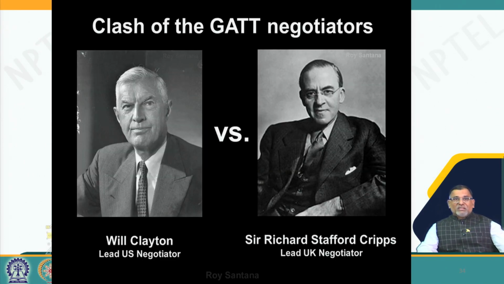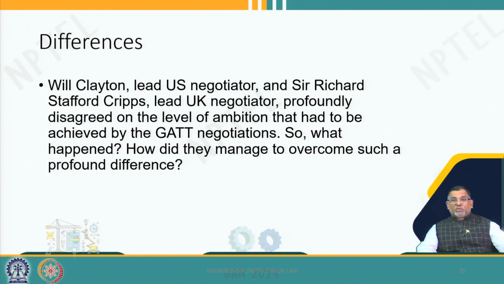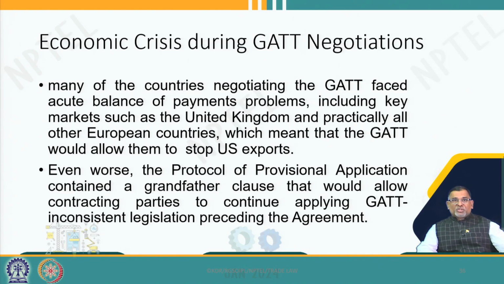So, you can see these two people who were arguing during the GATT period, the GATT negotiators: from the US side, Clayton, the US lead negotiator, and Richard Stafford Cripps, the UK negotiator, who shaped the provisions of the GATT agreement. So, these people played a very crucial role in shaping the GATT agreement. As I told you, even though there was a difference of opinion between these two countries, they came to a common platform of GATT 1947.